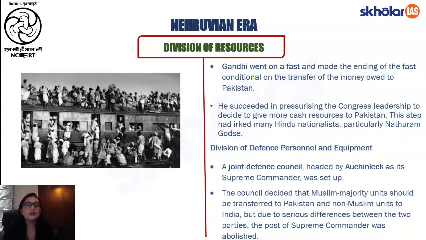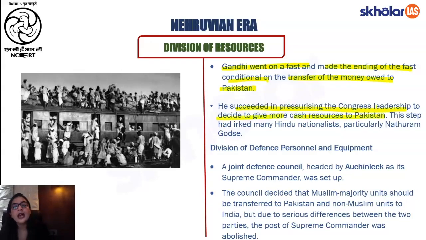Okay. Apart from this, students, Gandhi went on a fast and made the ending of the fast conditional on the transfer of the money owed to Pakistan. यानी कि इस पर्टिकुलर सिचुएशन में गांधी बीच में आए और उन्होंने एक फास्ट अनटू डेथ किया और इंडियन गवर्नमेंट को प्रेशराइज किया कि ये जो पैसा है ये पाकिस्तान को जल्द से जल्द रिलीज किया जाए, वरना मैं अपना फास्ट नहीं तोड़ूंगा.